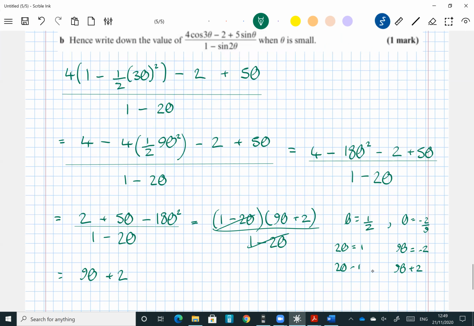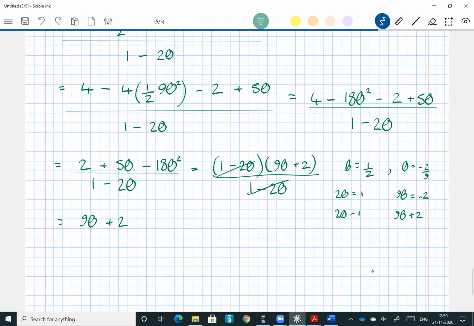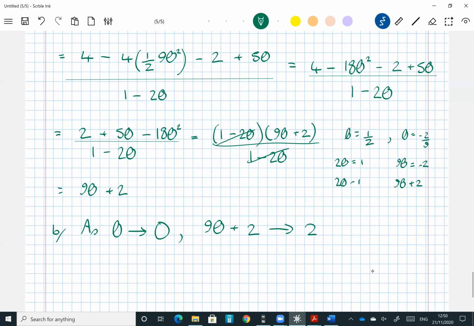So then write down the value of that when theta is small. So small means close to 0. So what we can do here, part B, as theta becomes small, i.e. as theta approaches 0, the function 9 theta plus 2 approaches 2 because theta is becoming 0. Therefore, the function has value 2.